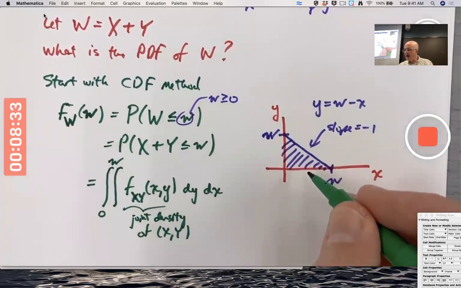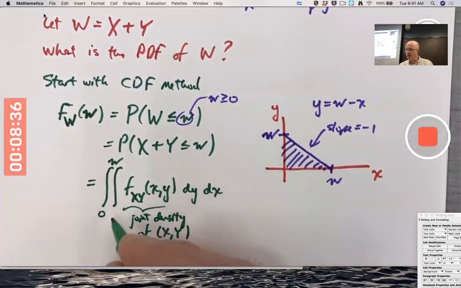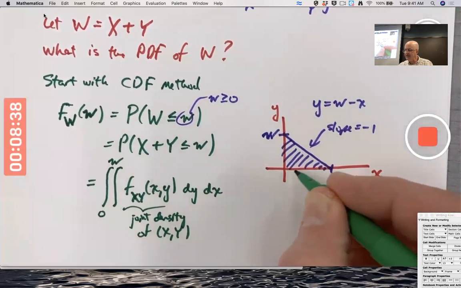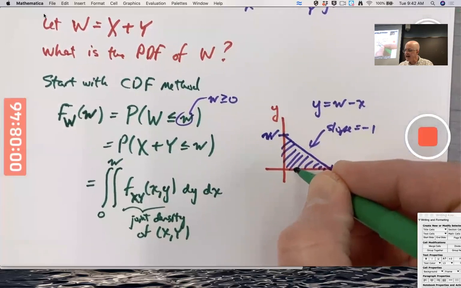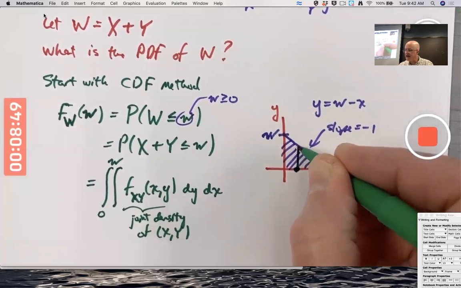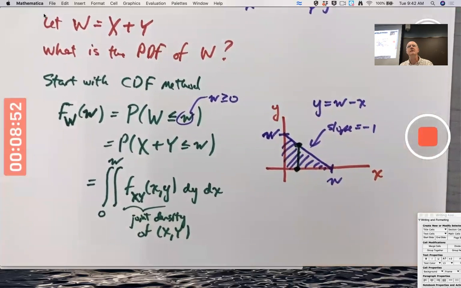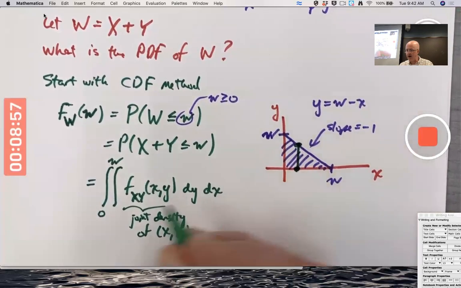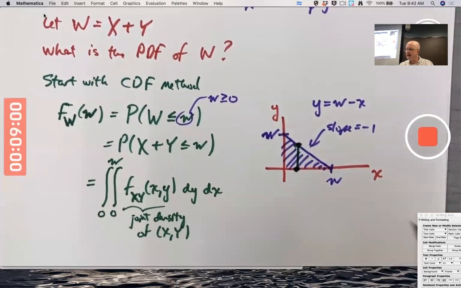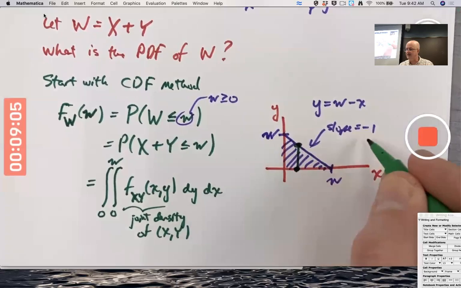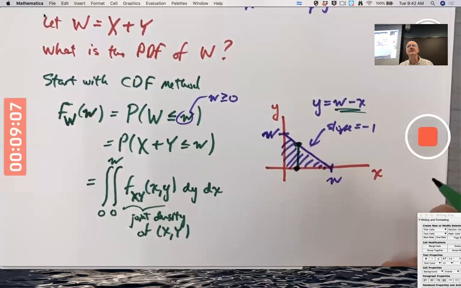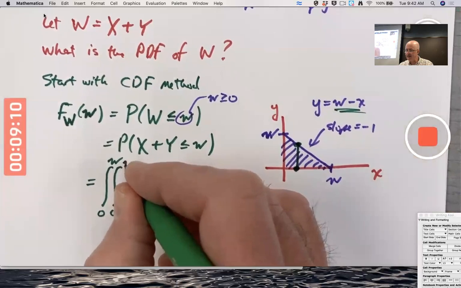However, y does not go from 0 to w. What does it go from? Here's how you think about it. For any given value of x between 0 and w, I'll pretend it's right there, say, y goes from the second coordinate of this point up to the second coordinate of that point. The second coordinate of the lower point there is easy. It's just 0. The second coordinate of this point up there depends on x. It's w minus x, in fact. This upper limit of this integral is w minus x.